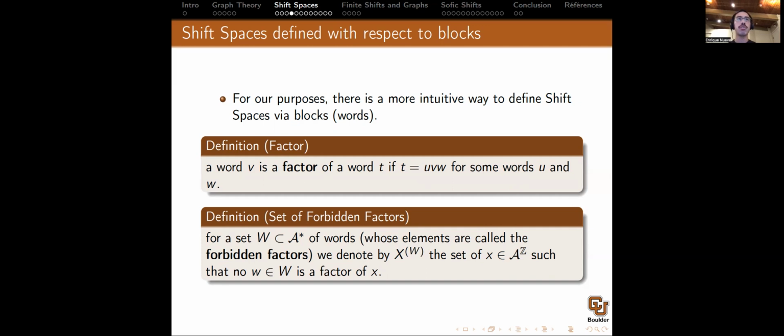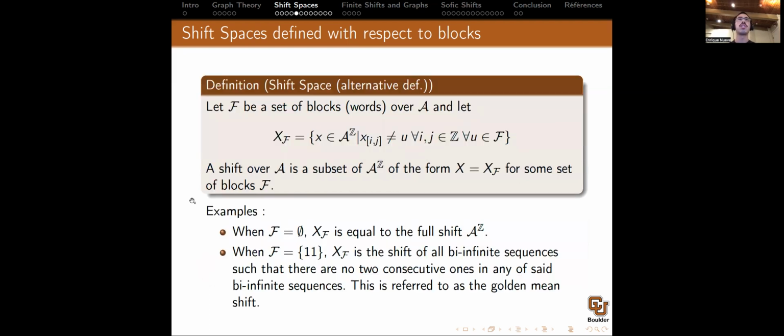Set of forbidden factors. For a set W of words, whose elements are called the forbidden factors, we denote by X superscript W the set of bi-infinite sequences such that no word in W is a factor of x. But what does that really mean? We'll get into that. It turns out that by using this definition of forbidden blocks, we can define a shift space. So this is the alternative definition.